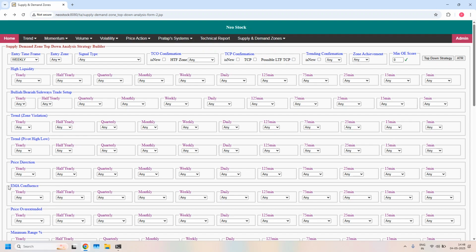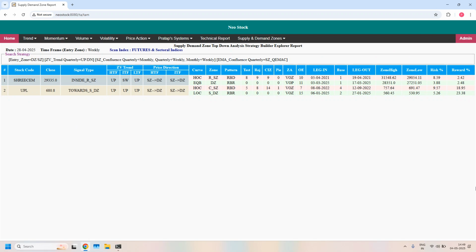I am going back in the EMA confluence at quarterly time frame, setting the filter quarterly supply zone having quarterly EMA confluence, and also trend on the quarterly should not be sideways. So I am selecting up or down. With these filters, we got 2 stocks. Out of these 2, this weekly supply zone is a pierced supply zone. Okay, this is about the weekly time frame.